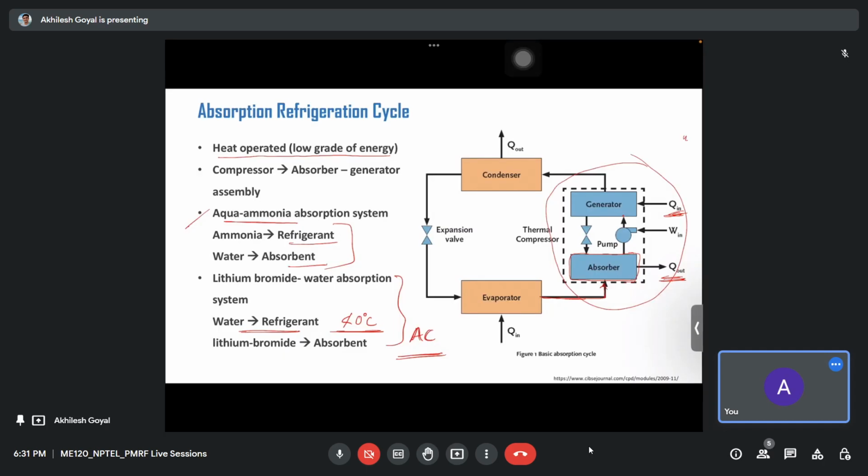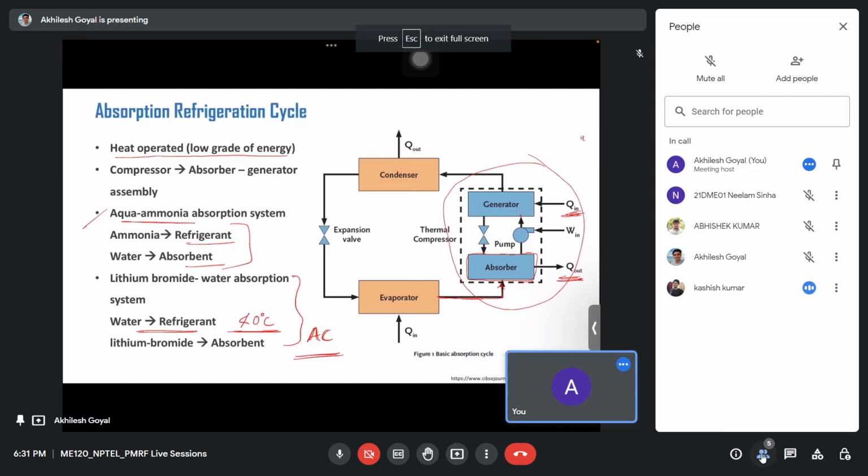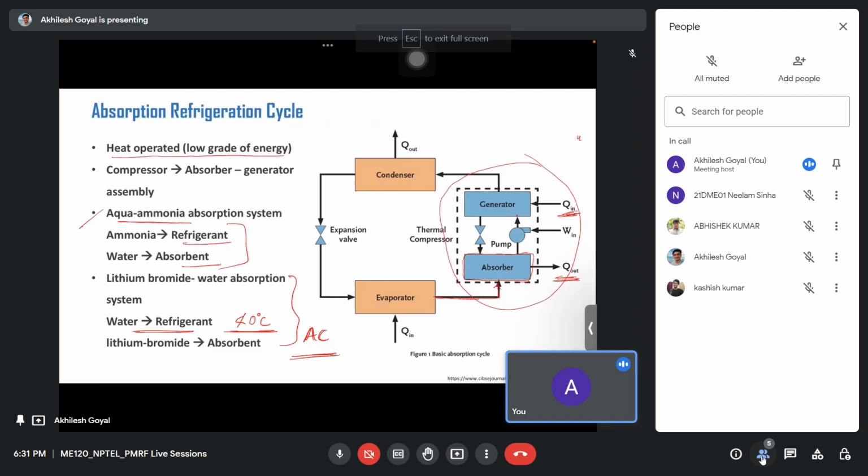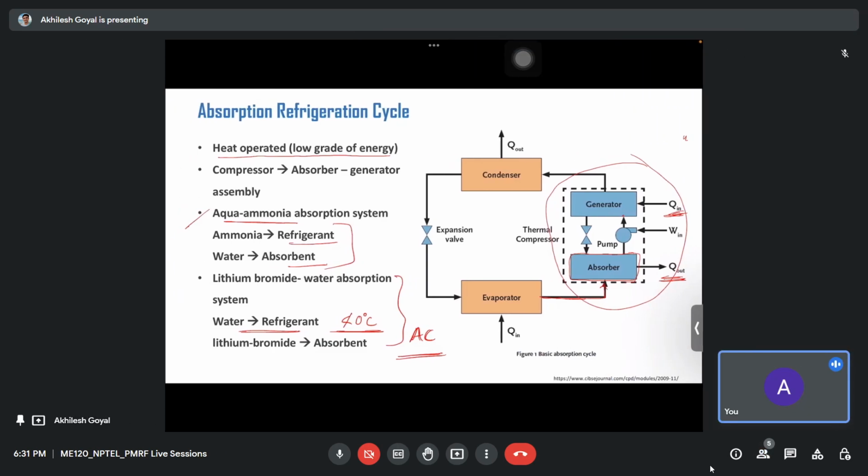Okay, so this is a brief about the absorption refrigeration cycle. So any questions till here you can ask, then we will move to the assignment part. Anyone, any questions? No, sir. Okay, so we will move to the assignment part. We will look at the questions.